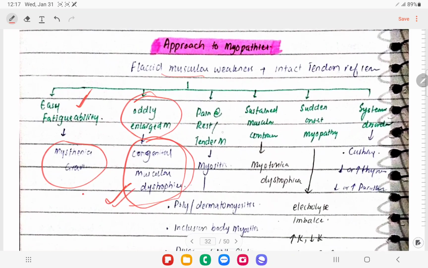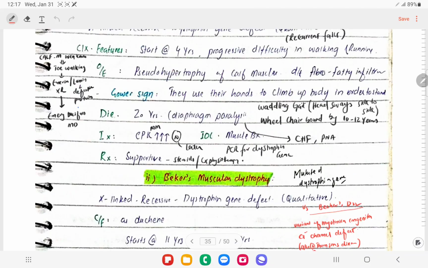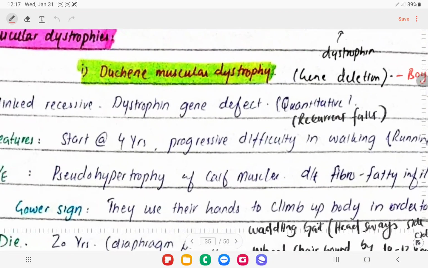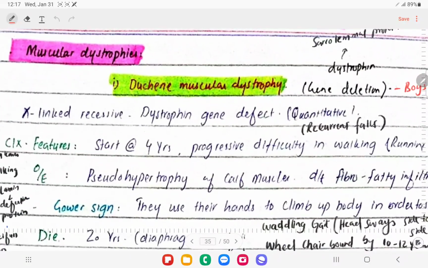After that we're going to discuss myositis, where the patient is having pain at rest. So let's talk about the congenital muscular dystrophies today. Let's talk about the first muscular dystrophy.